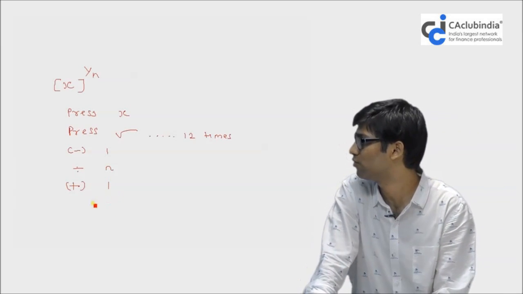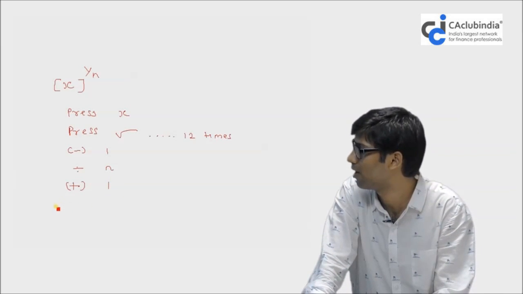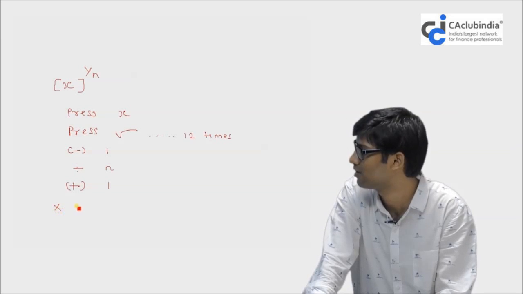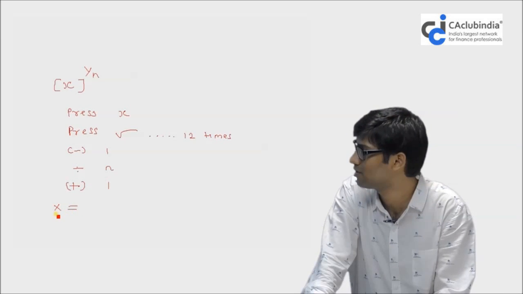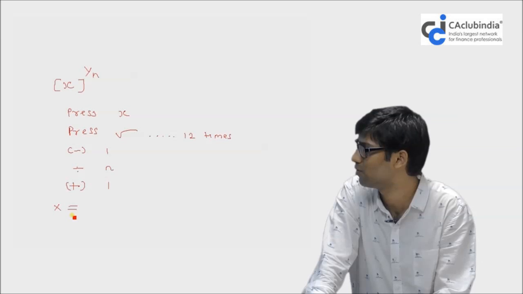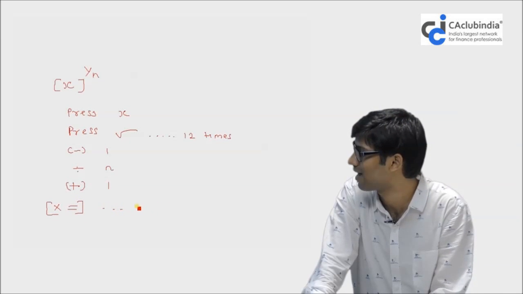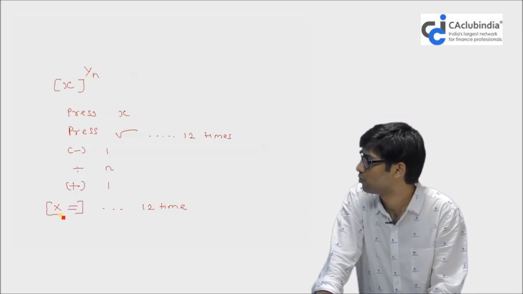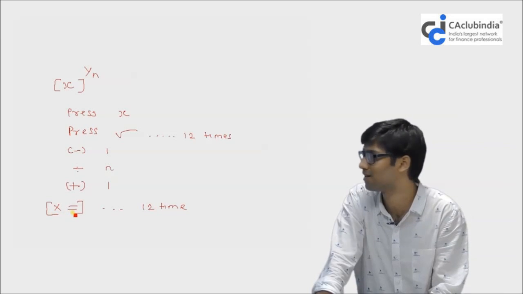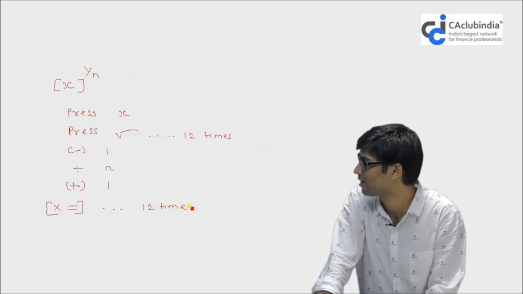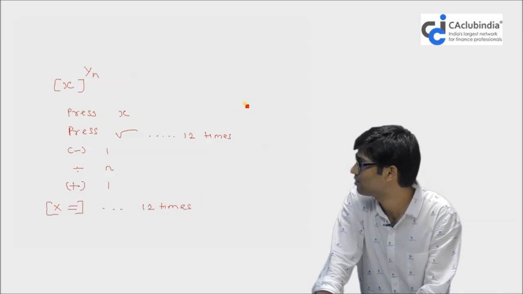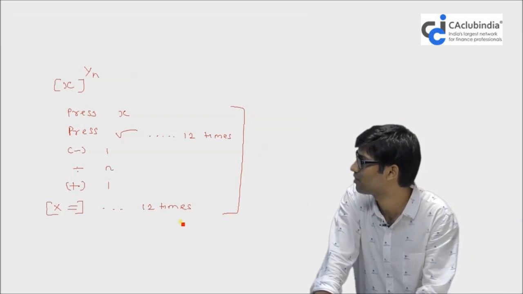Now what you need to do? You need to take a pair of multiplication sign and equal to sign. You have to press multiplication and again you have to press equal to. This pair you have to repeat 12 times. Once you press multiplication and then equal to, it's one time. Again you will do multiplication, equal to, that will be the second time. You will have to do that 12 times. Once you are done with this, you will get an approximate answer of x raised to 1 by n.